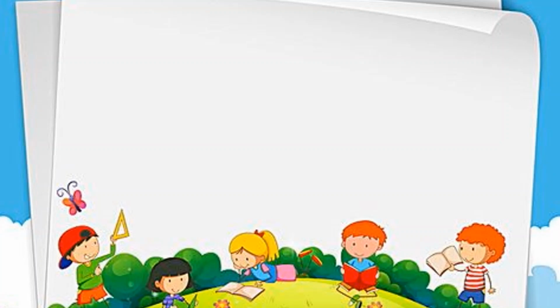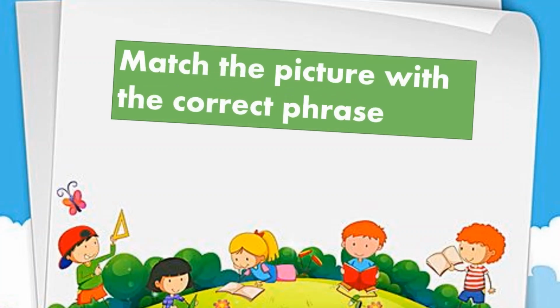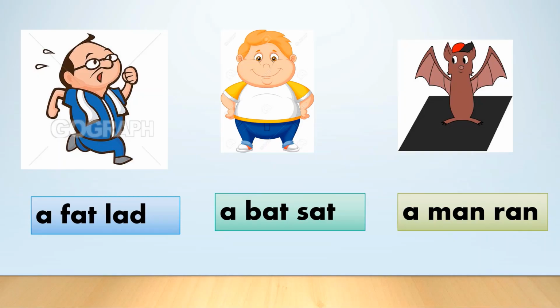Now, let's do one activity on phrases. Match the picture with the correct phrase. Let's start. In this activity, look at the pictures and read the given phrases. Match the picture with its correct phrase and gain some points. Are you all ready? Let's read the first phrase. A fat lad. Now look at the pictures and guess where is a fat lad. Yes, the second picture. Let's match it.